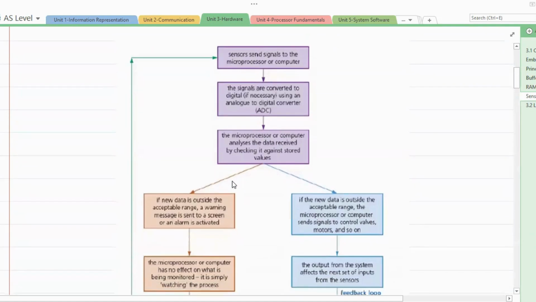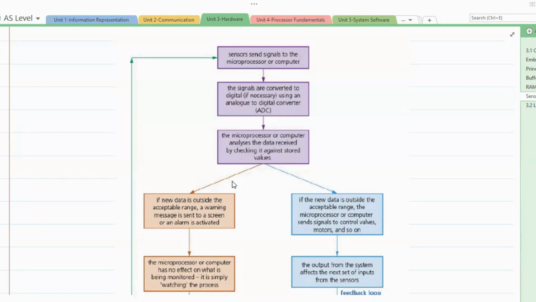Imagine you're driving a car. The system first uses a sensor to collect information from the environment. And this information is converted into a form that a computer can understand. The processor then compares the data with some preset standard values which are saved. Now, two things can happen. One, it can be part of a monitoring system, and two, it can be part of a control system.